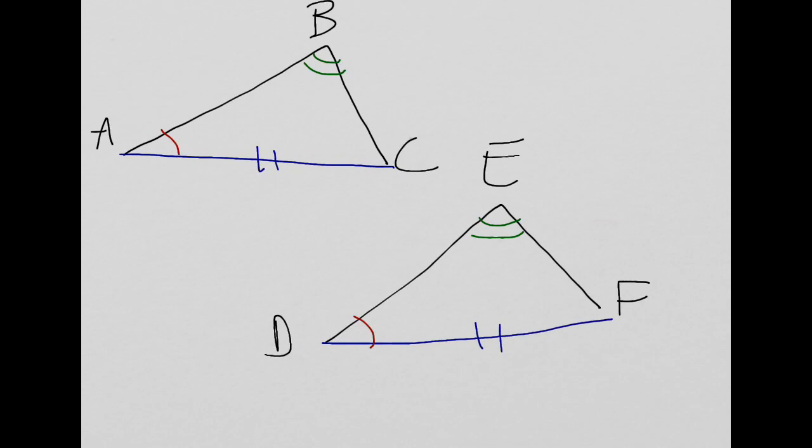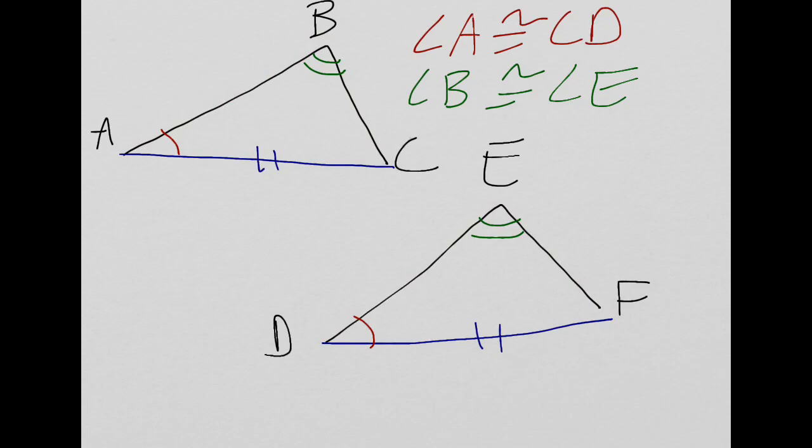What this looks like in a diagram is, let's take a look at triangle ABC and triangle DEF here. I have angle A is congruent to angle D because they're marked that way. And then I also have angle B here is congruent to angle E because they're marked that way. And then finally, I have this side here, segment AC is congruent to segment DF. They're marked that way.